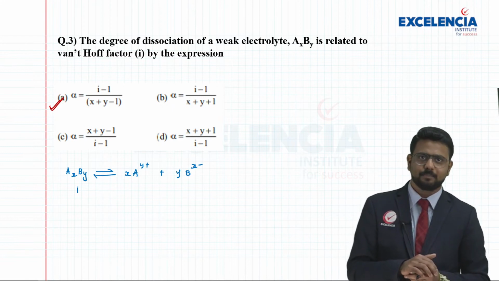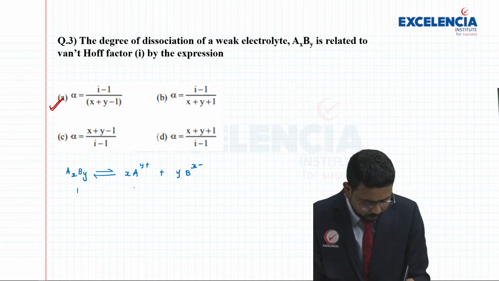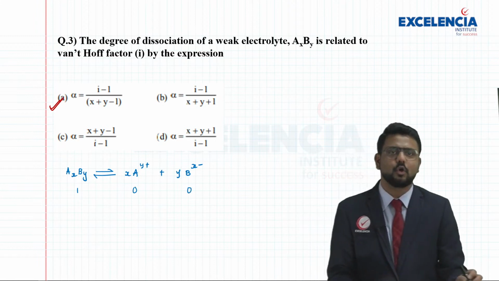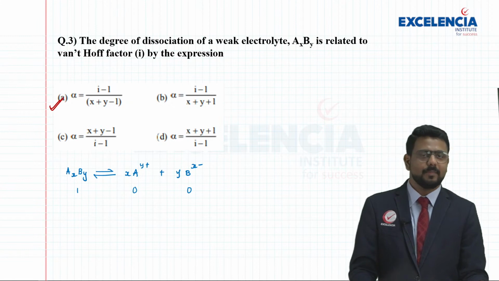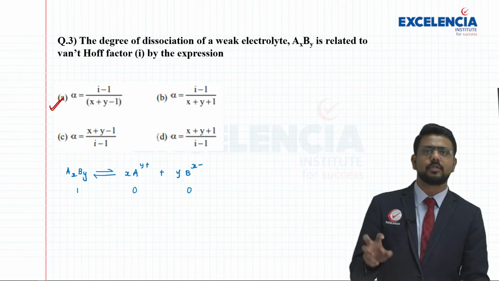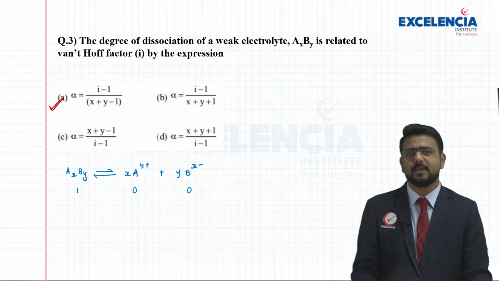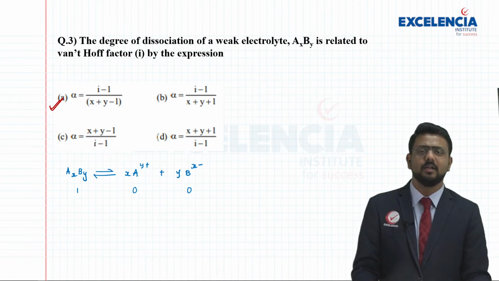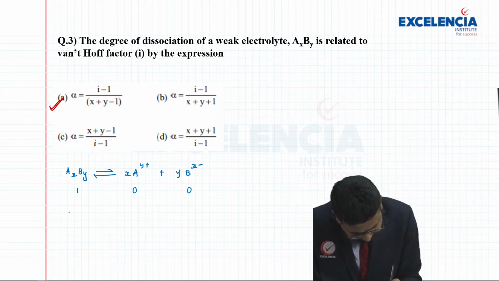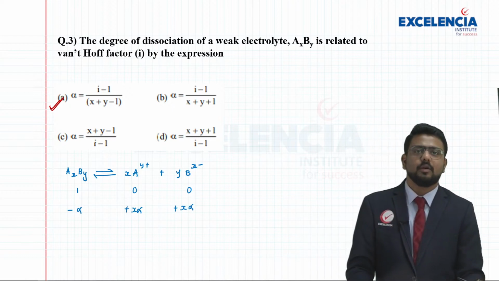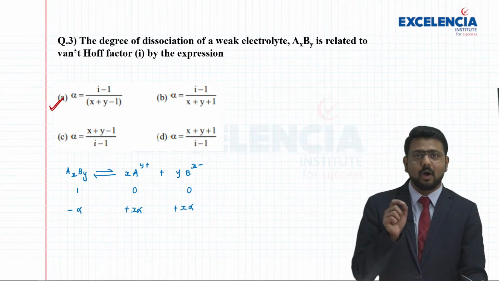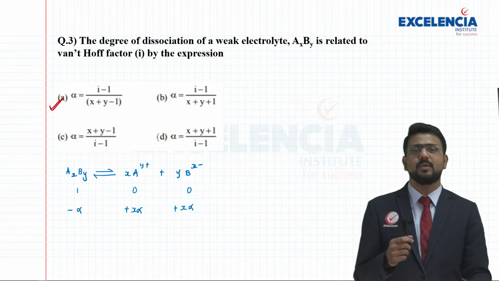Now let's suppose initially in the solution we have added 1 mole of AxBy. This is the salt, right? So obviously initially the number of moles of A^(y+) and B^(x-) is going to be 0 and 0. Now once equilibrium is reached, let's suppose alpha moles of AxBy underwent dissociation. So the change in number of moles here will be minus alpha, plus x alpha, and plus y alpha.